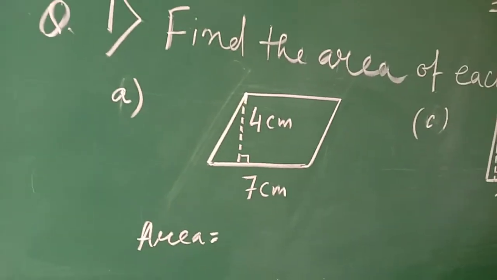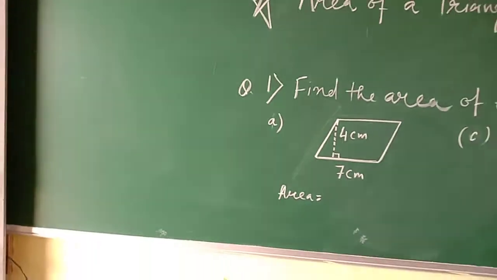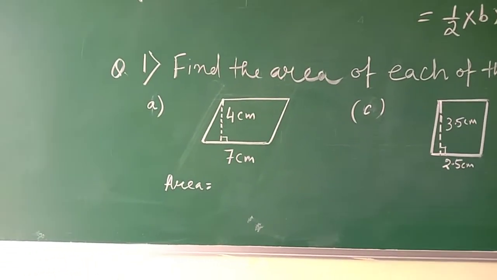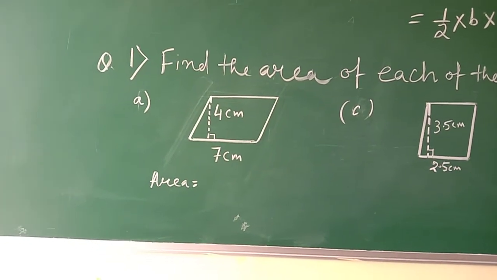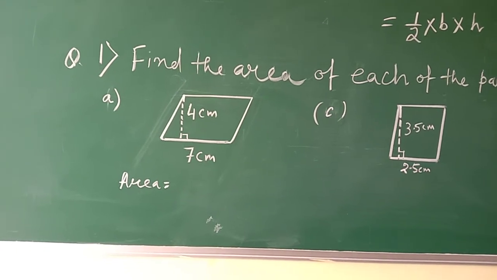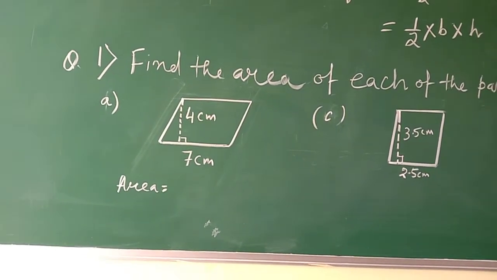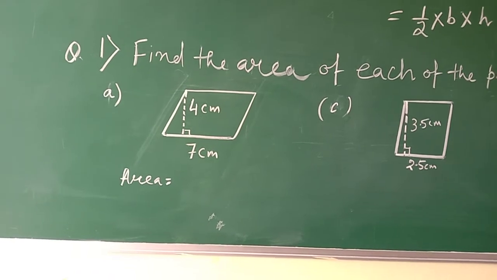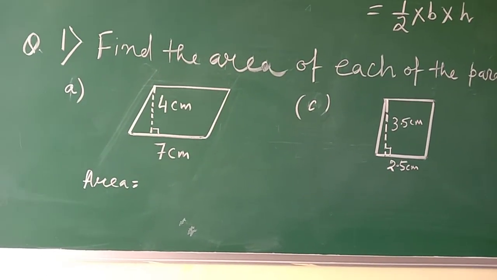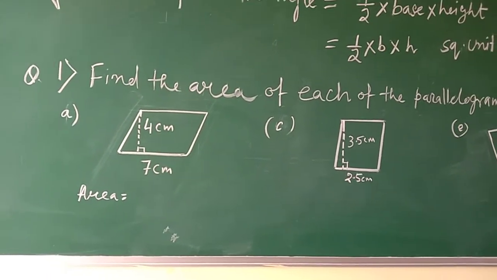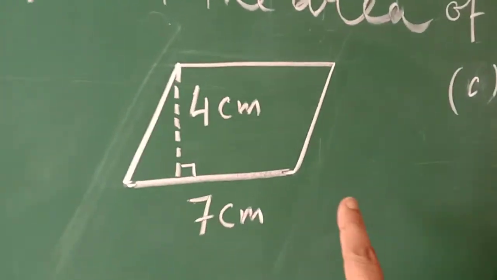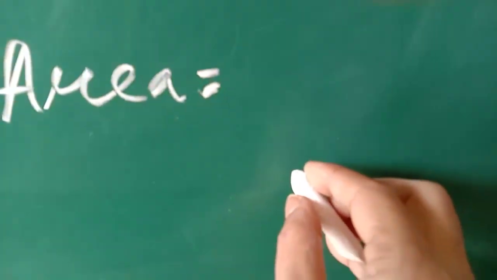One thing you have to know here: when the perpendicular sign, that 90-degree sign, is there, that means the perpendicular is drawn on that base, which here is 7 centimeter. On the base of 7 centimeter, height is drawn. The length of the height is 4 centimeter. Understood? Sometimes you will see the term corresponding base. Corresponding base means the base on which the perpendicular is drawn. Now the base and height are given, so it is easy for you to find the area.